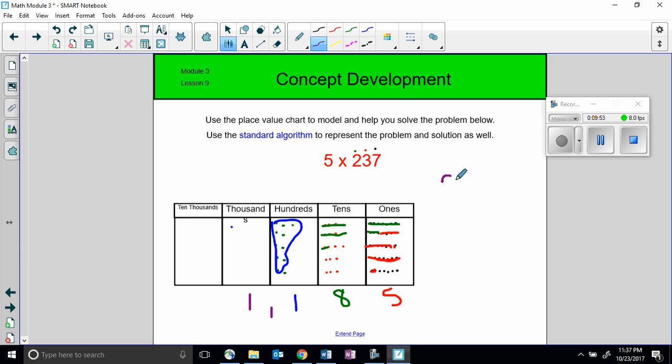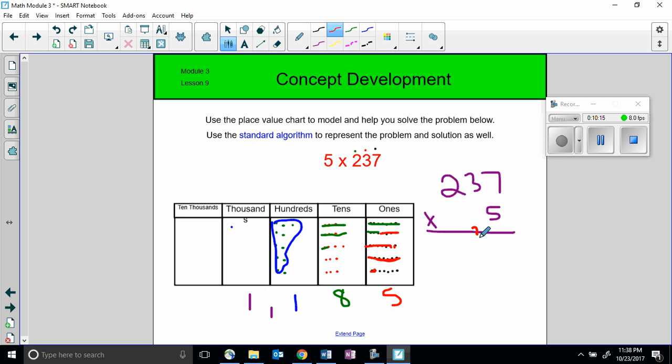So once again, we're going to put the big number on top. I forgot to kind of tell you that last time. And then we're going to multiply by 5. So notice I just reset the format. It's the same problem. So I know 7 times 5. 5, 10, 15, 20, 25, 30, 35.